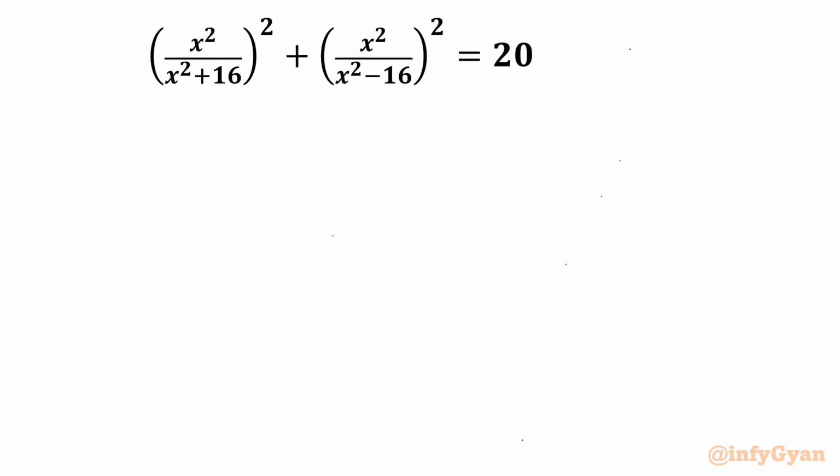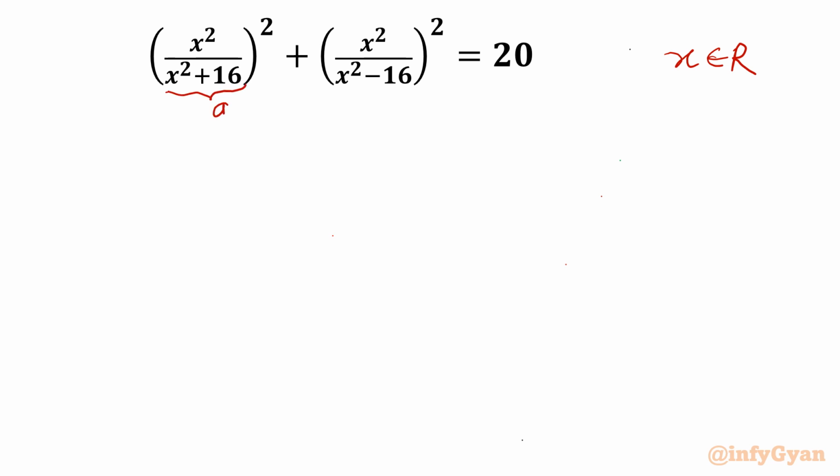In this video, we are going to take up one very interesting, challenging question from rational equations. Here we have x square over (x square plus 16) whole square plus x square over (x square minus 16) whole square equal to 20, and we have to find out the real values of x. So let's get started by writing our substitution as well as identity.